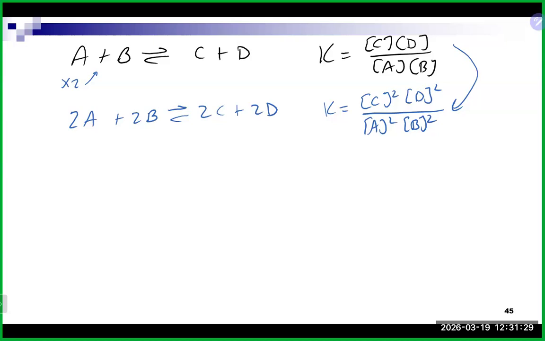And if I multiply by 4, take it to the fourth power. So whatever number you need to multiply an equation by, you take the k value to that number. Whatever that number may be.